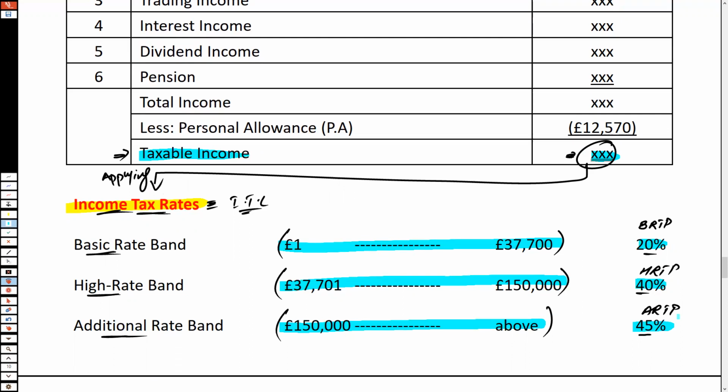Don't worry, we are going to perform 6 to 7 different examples to know exactly how we can calculate the tax liabilities, and what is the pattern, what is the sequence, what is the way to apply the band limits and to apply the tax rates.